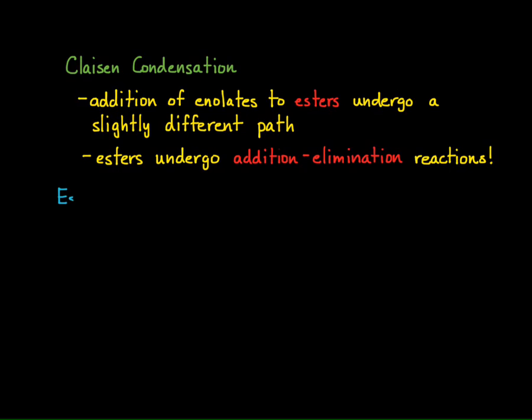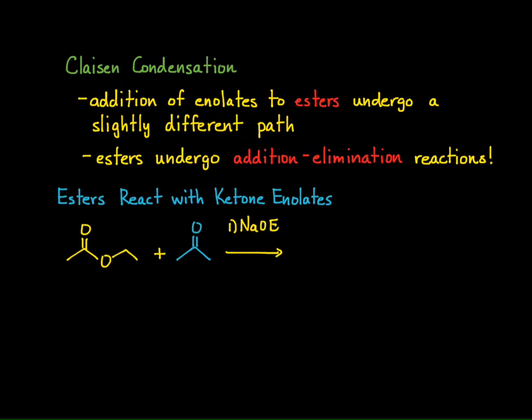So let's take a look at the first type of Claisen-type condensation reaction, and that's when esters react with ketone enolate. So we're forming an enolate from a ketone and then reacting it with an ester. And if we look at a very basic reaction where we have ethyl acetate reacting with acetone and adding sodium ethoxide followed by acidic conditions. Now we're going to talk about why we have to have that second step in just a little bit.